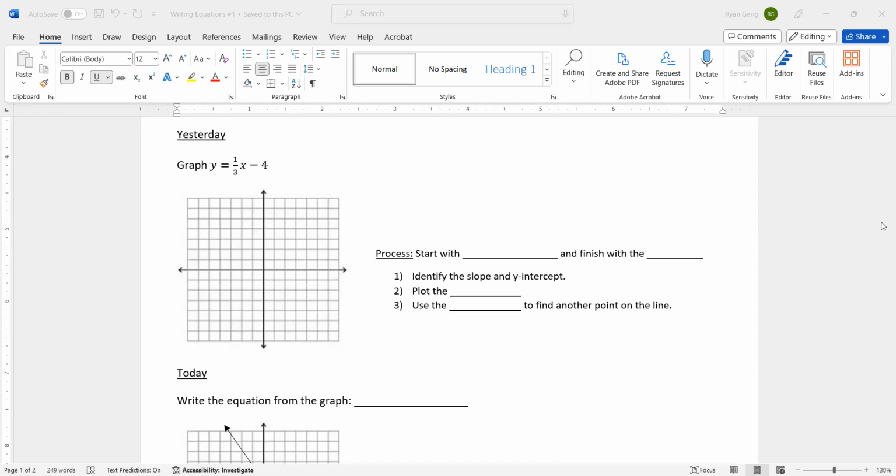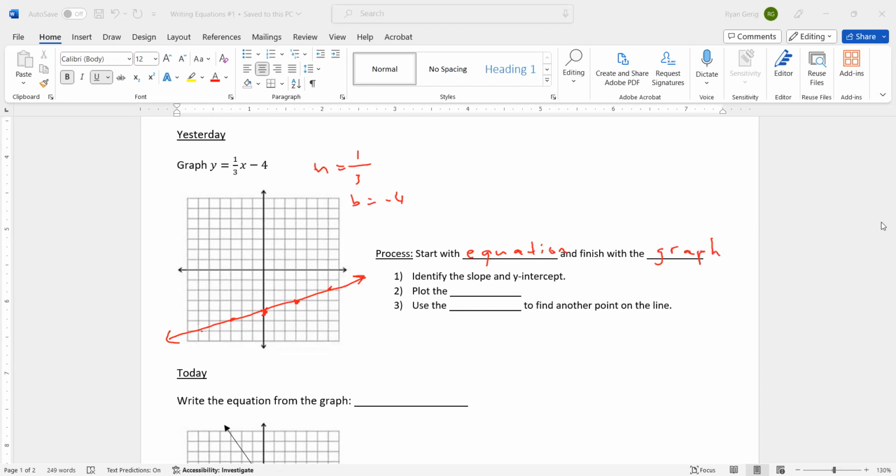Yesterday, we graphed. Just a reminder, we wanted to find the y-intercept and the slope first. So m is 1/3, b was -4. We go down to 4 and put a dot. From that dot, we go up 1, right 3. We can do it again and go the opposite way. If I go back to the y-intercept, I can go down 1, left 3. And we got our line. So we started with an equation and finished with the graph. That's what we did yesterday.